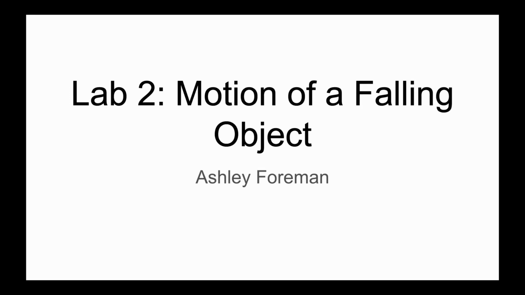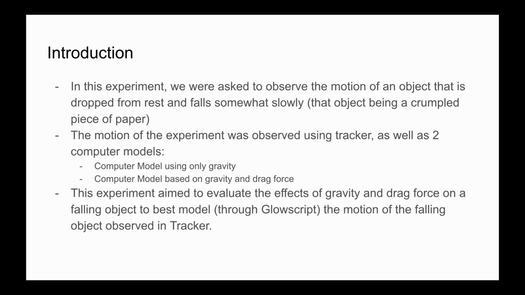My name is Ashley Foreman, and this is my Lab 2, motion of a falling object. In this experiment, we were asked to observe the motion of an object that is dropped from rest and falls somewhat slowly, and that object was a crumpled piece of paper.